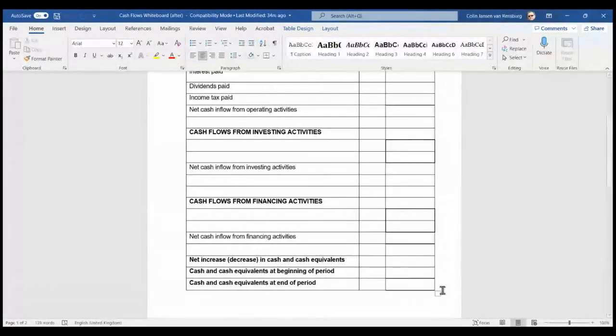And then you end this statement, ladies and gentlemen, with your final total of cash and cash equivalents at the end of this financial accounting period. So there we are going to describe it as the cash and cash equivalents at the end of the period or at the end of the year, if it is a full financial year. Right, ladies and gentlemen, so let's please keep it in that order.